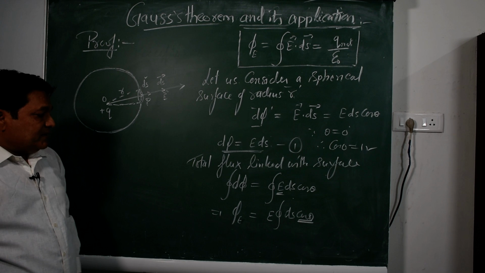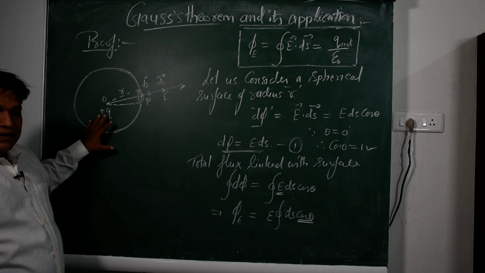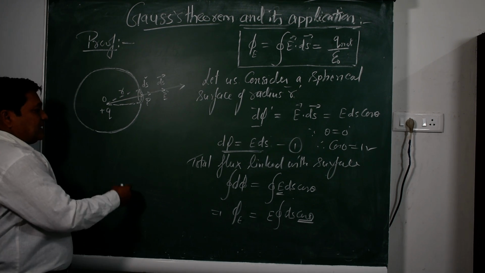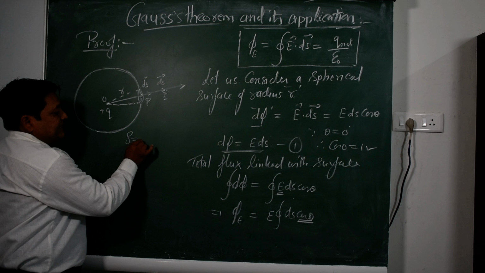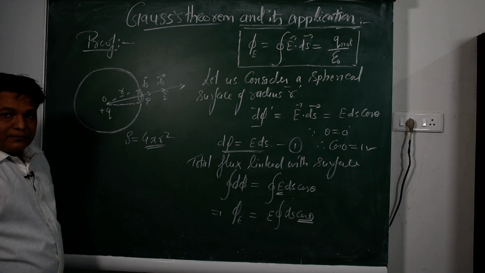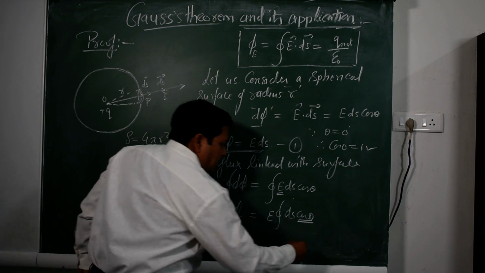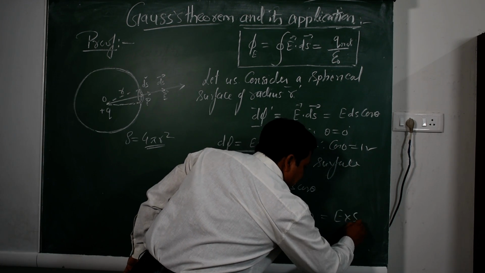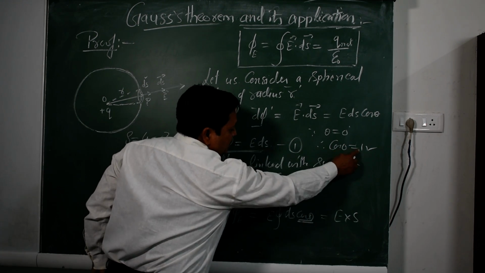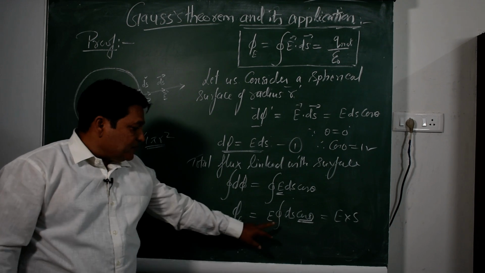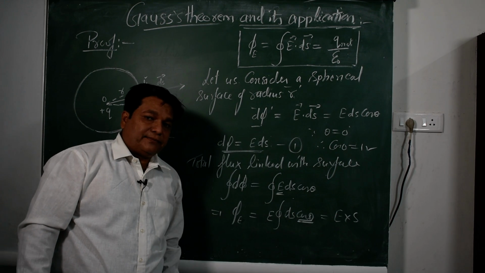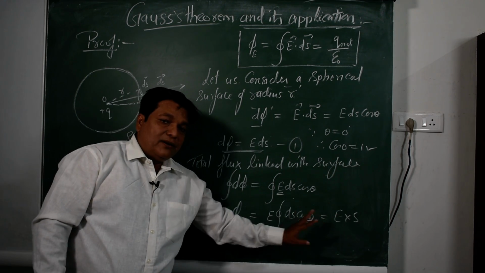What is left out here? The total surface area of a sphere. The radius of this sphere is r. What is the formula for the surface area of a sphere? The surface area S of a sphere is 4 pi r square. So E into S is left. For this ds integration, S is left, since cos theta is equal to 1. So what do we get? S for ds and E is already here. So we get E into S. Phi of E is equal to E into S.